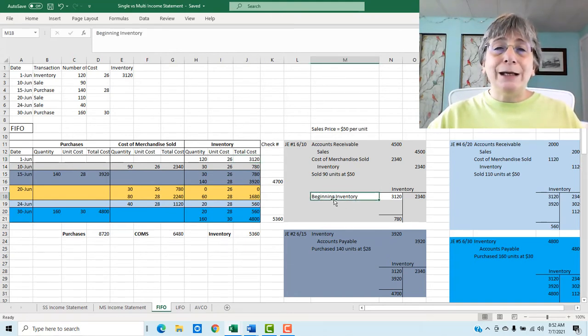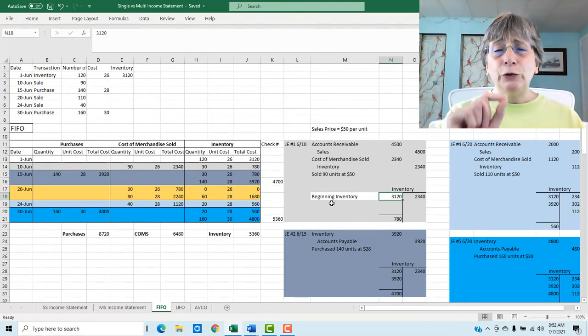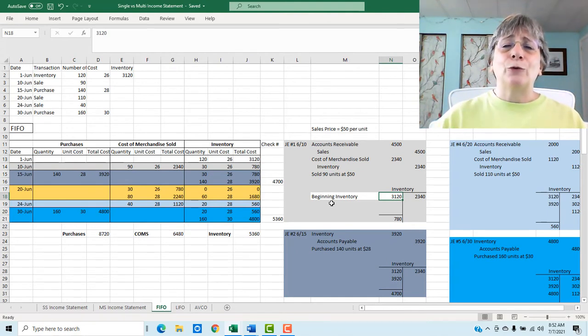Jump over here to this inventory T account. So here's our beginning inventory of $3,120. So we want to enter that in our T account, and I'm going to encourage you to use a T account as you go through these exercises because it really makes things easier. And of course, I'll link the T account video in the description in case you haven't been through that yet.